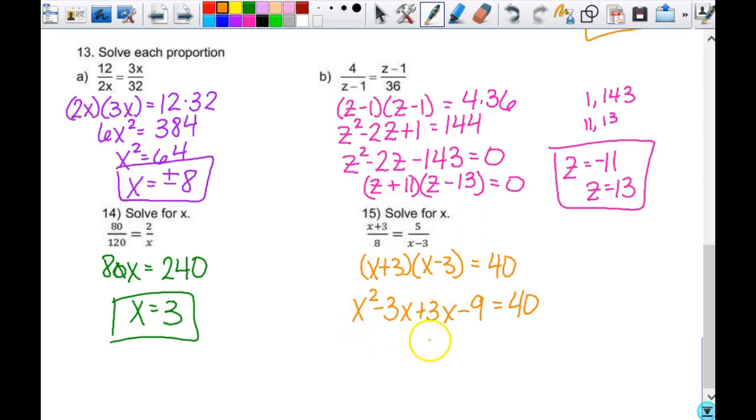When I combine my like terms here, I get x squared minus 9 equals 40. But not because I get to just multiply the first ones and the last ones. That is not what's happening there. This gives me then x squared equals 49, which means that x equals plus or minus 7.